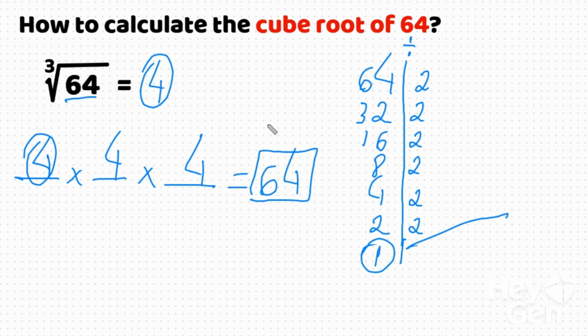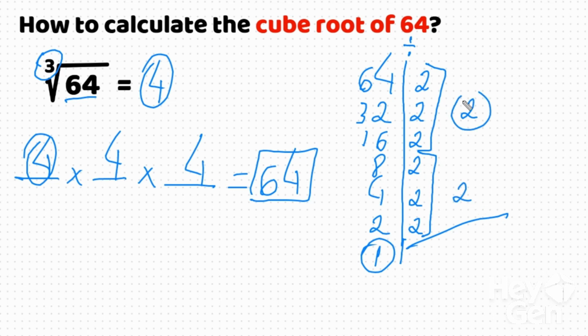Now, here's the thing. Pay close attention here, student. We are calculating the cube root, so the index of this root is 3. So, for every 3 repeating numbers, one of them comes out of the root.